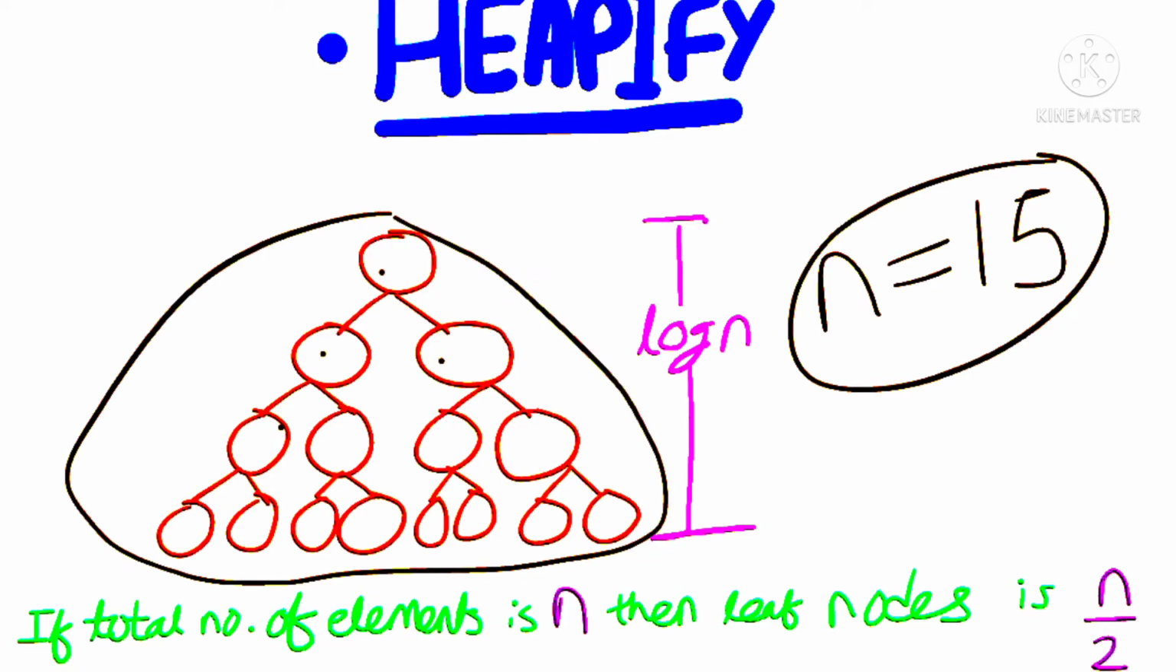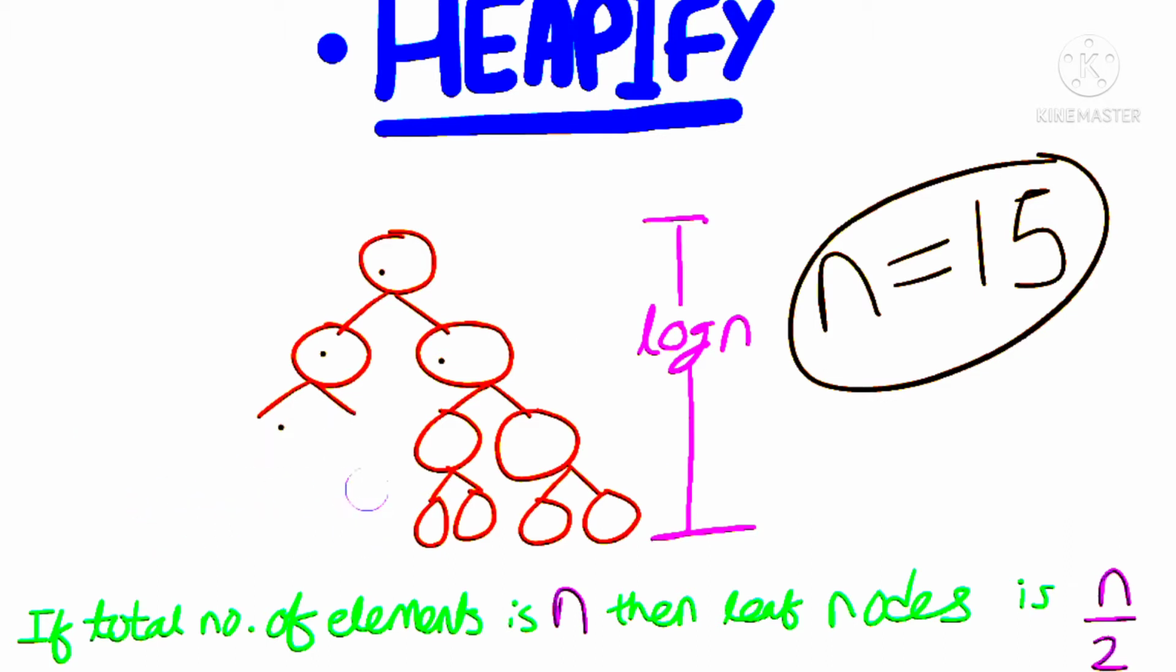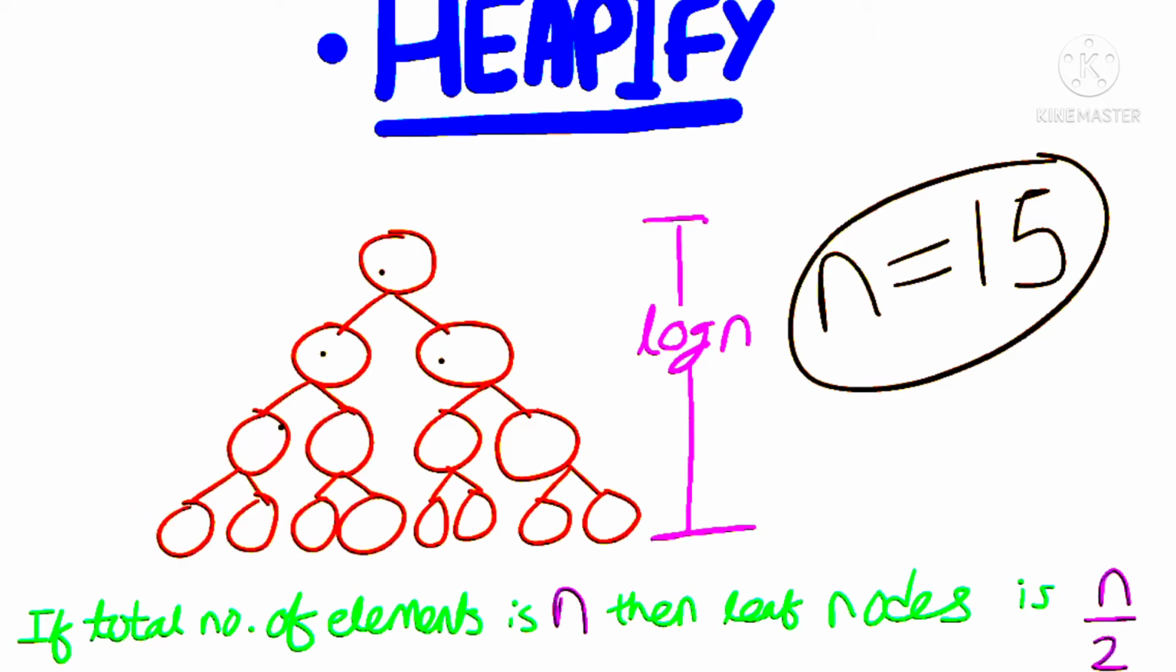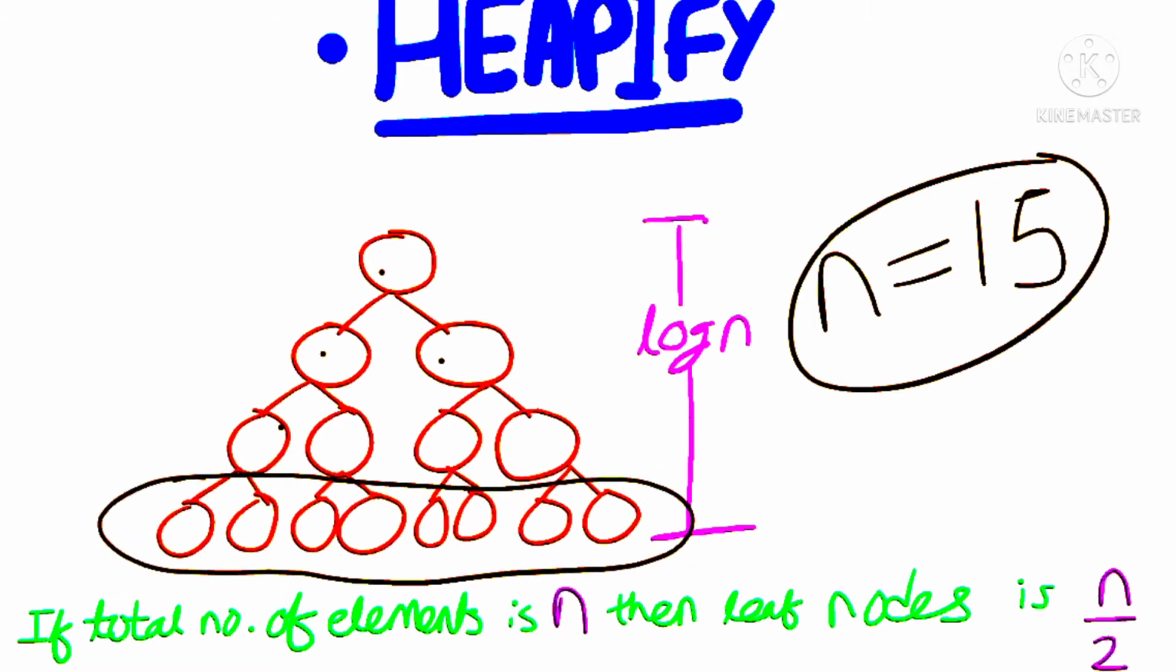So the leaf nodes will be n by 2. What do I mean by leaf nodes? The nodes belonging to the last level. This is called the leaf nodes. So let us see. The total number of elements was 15, so the leaf nodes will be n by 2, means 15 by 2. It is something like 7.5.